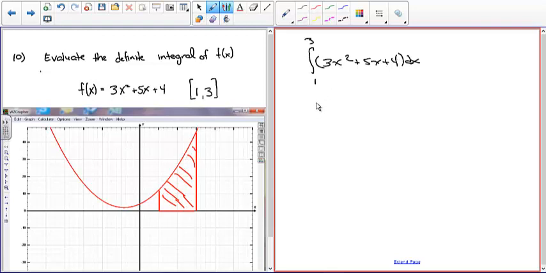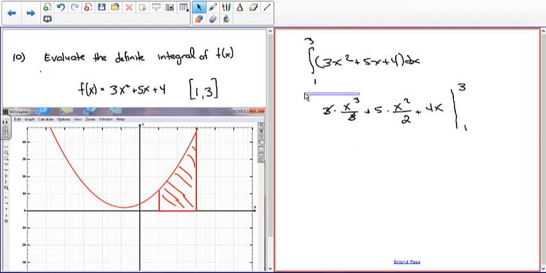Okay, so what we do is take the antiderivative of the function. So we'll get 3 times x cubed over 3 plus 5 times x squared over 2 plus 4x. And we don't put an arbitrary constant c, we put a vertical line with the lower limit here and the upper limit there. We can simplify it a little bit before we plug it in.